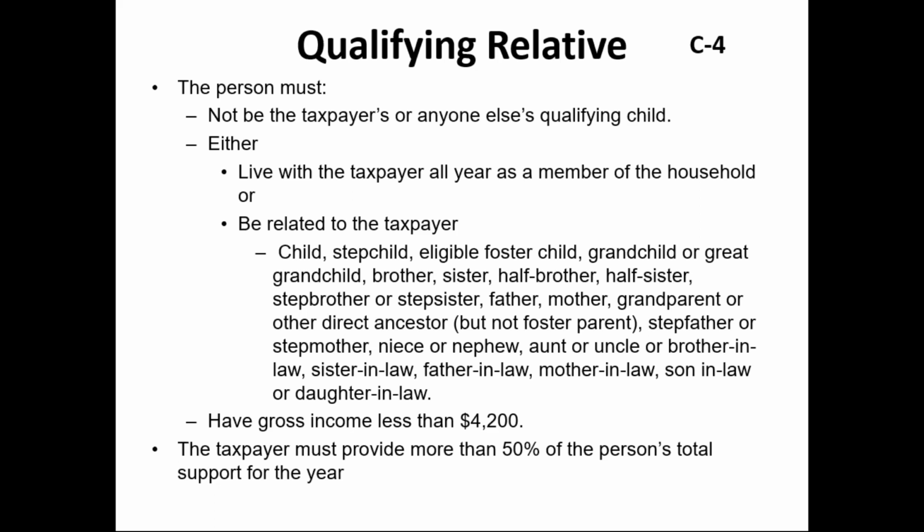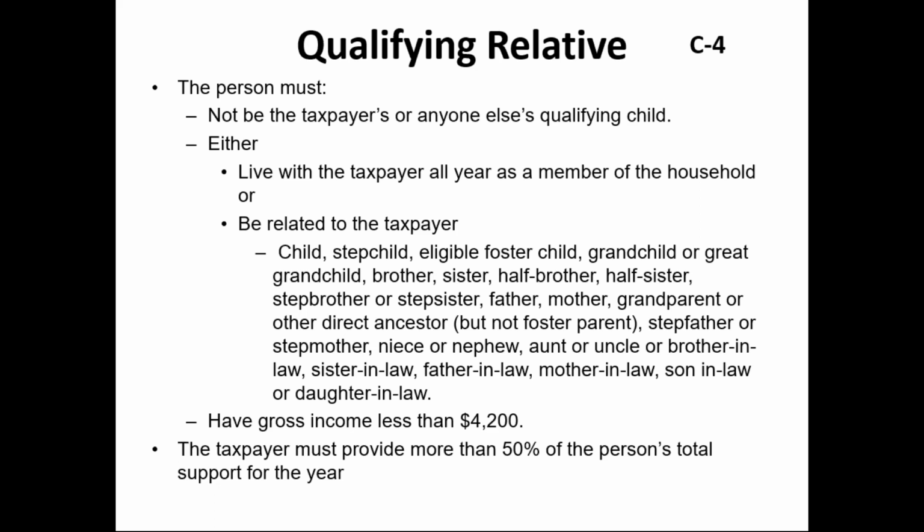It's a fairly broad definition here for relationship. Now, a couple other changes that we have here. The one area is that their gross income has got to be under $4,200. So we probably should have started off with this, before people get excited and start looking at anyone who possibly could have been related to them. Their gross income has to be under $4,200. It's a relatively low threshold. So as long as it's under $4,200, they could be claimed as a qualifying relative.